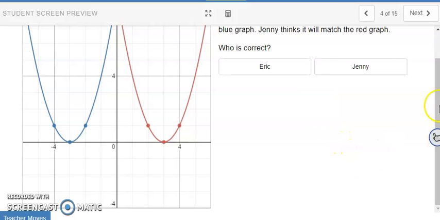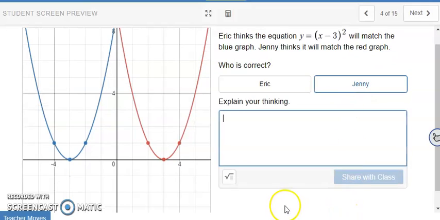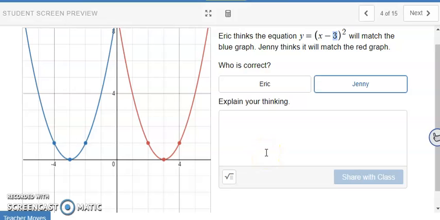And on this screen, the question raised is, Eric thinks the equation x minus 3 quantity squared will match the blue graph. Jenny thinks it's the red graph. Who's correct? So again, it's always x minus the h. And the h value here is positive 3, which means the graph is being shifted 3 to the right. So that means Jenny would be the correct person, because the h value is 3, which means the graph is shifting 3 to the right.